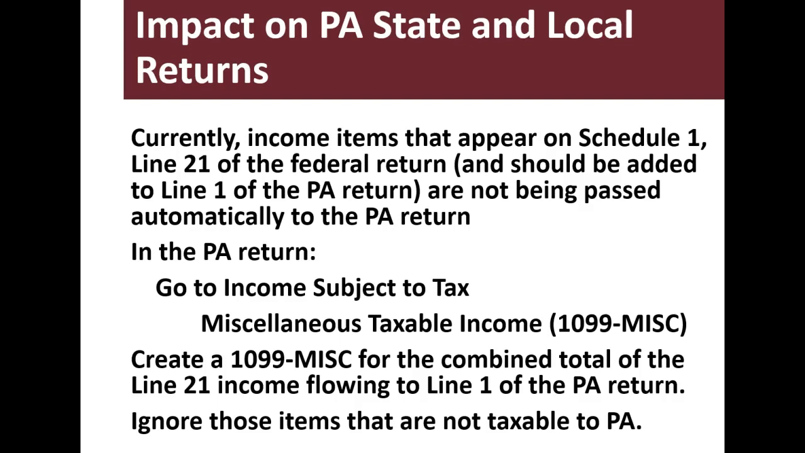So if you have several items on line 21, say you have jury duty pay and poll worker pay, you have multiple things that are taxable to PA. You'd have to add them together because Pennsylvania only allows you to create one 1099 miscellaneous. And of course, ignore those items that are not taxable, like credit card cancellation of debt, which is not taxable to PA, so you can ignore that.